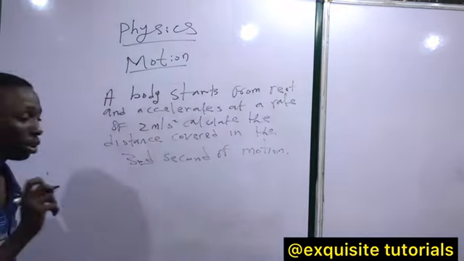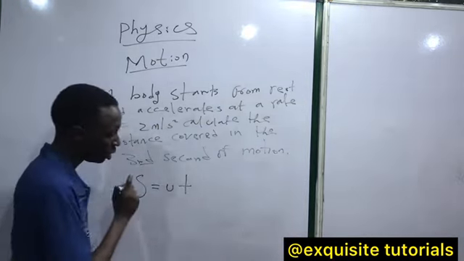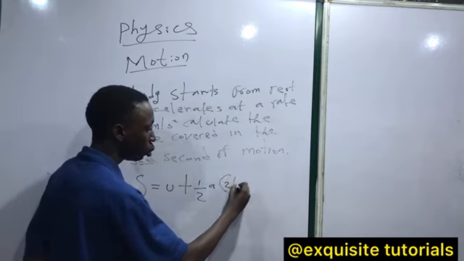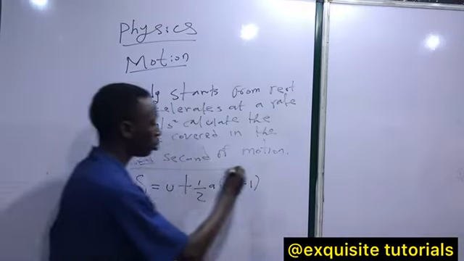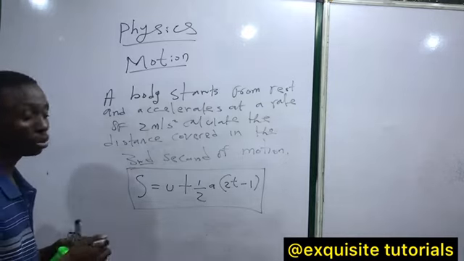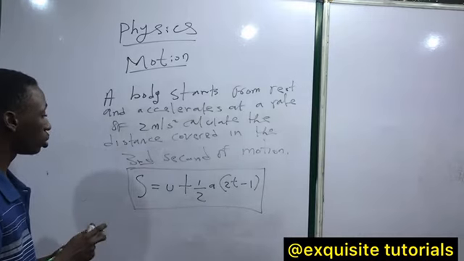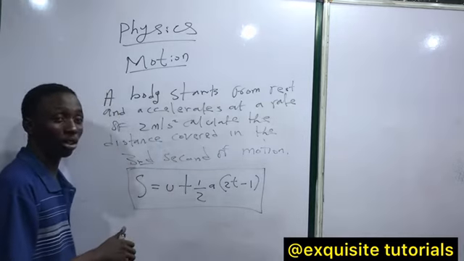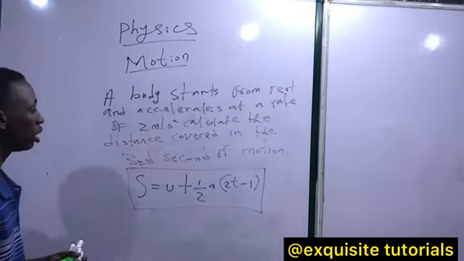What we usually do is make use of this formula: S is equal to U plus 1 over 2a into 2t minus 1. So this is the formula we'll make use of. Now please make note of this formula. Anytime you see them use this particular suffix, third, just try to take note of this formula. Just put this formula in your head and mark it down, because this is the formula that is mostly used to solve this kind of questions. Now let's solve this question using this formula.